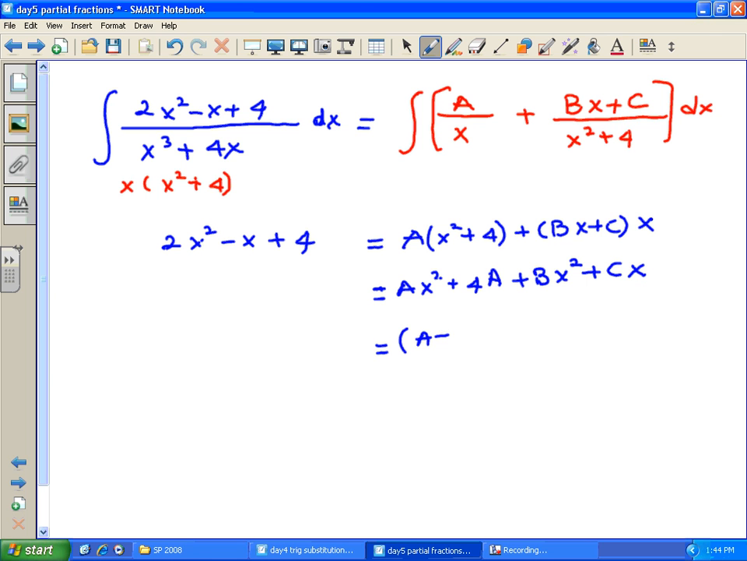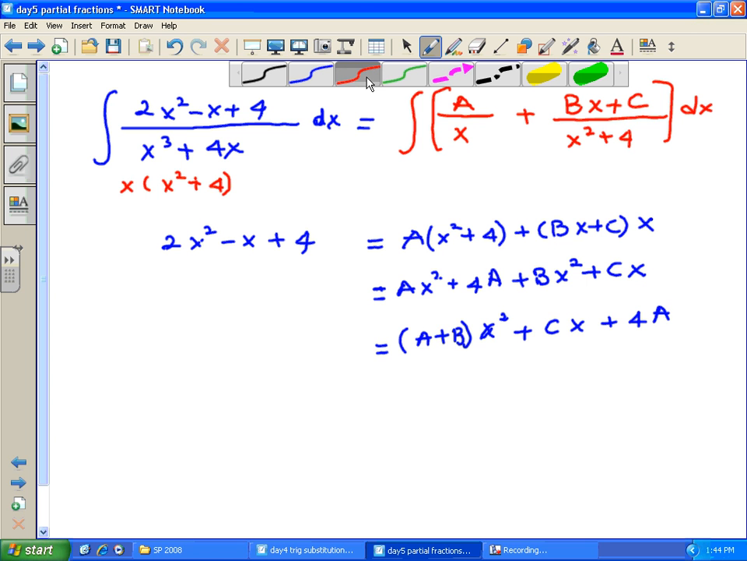So that's (a plus b) times x squared. Get all your x terms together. There's only one x term. Get all your constants together. Only one constant, 4a. You see what I did here? I combined them under the x squared term, the x term, and the constant term. Now rewrite the left-hand side, which was 2x squared minus x plus 4.